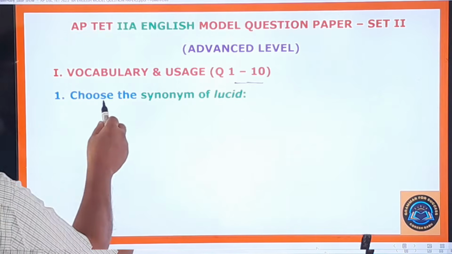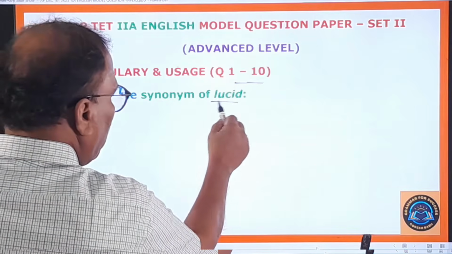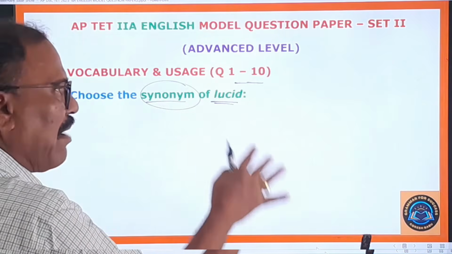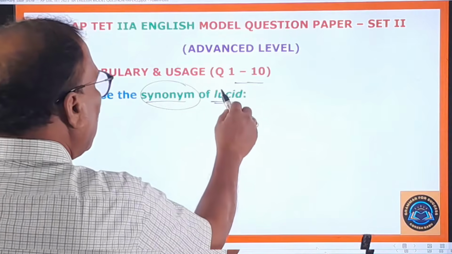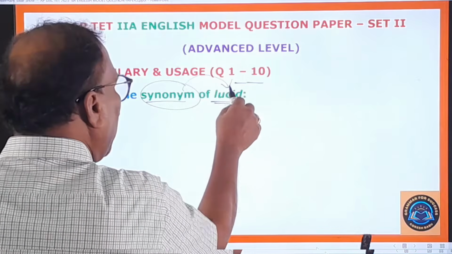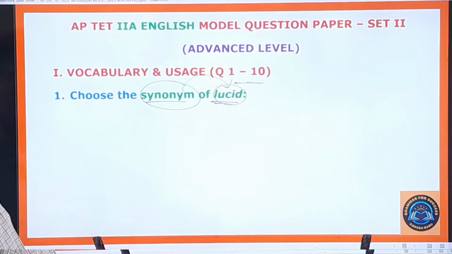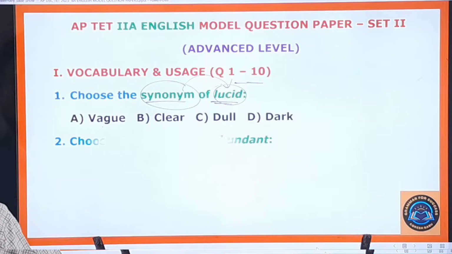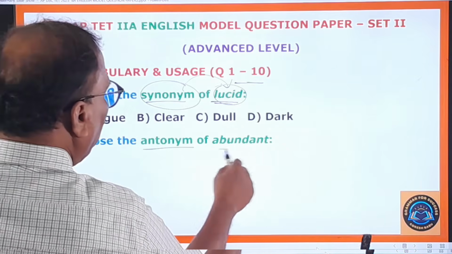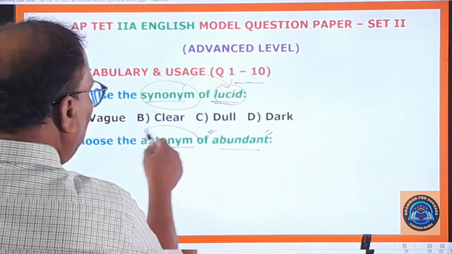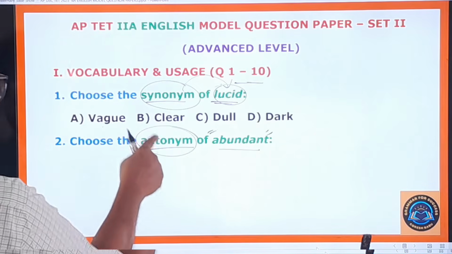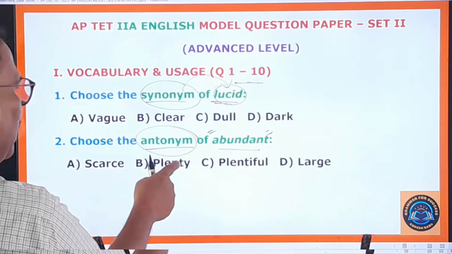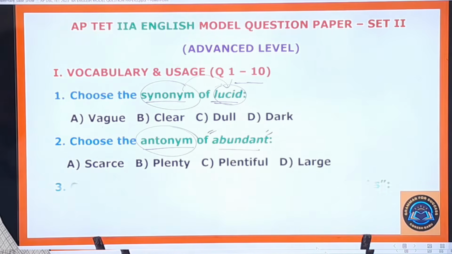Now let me read out the questions for you. Choose the synonym of lucid. So lucid is the word, and for that you are going to choose the synonym. Synonym means the word having similar meaning. So what is the word that is similar in meaning to lucid? Here are given some options: vague, clear, dull, dark. You go to the next question. Choose the antonym of abundant. So abundant is a beautiful word. Now you are asked to give the opposite of this word abundant. What are the options given here? Scarce, plenty, plentiful, large.